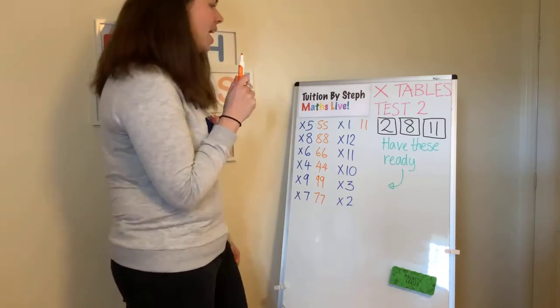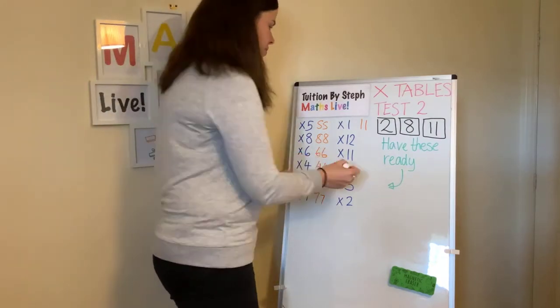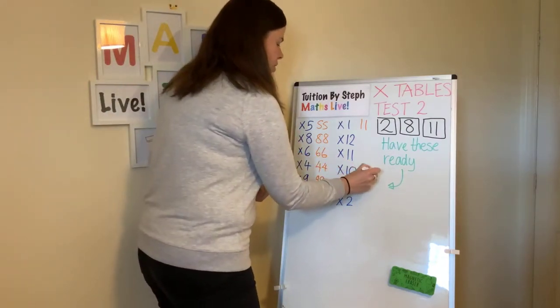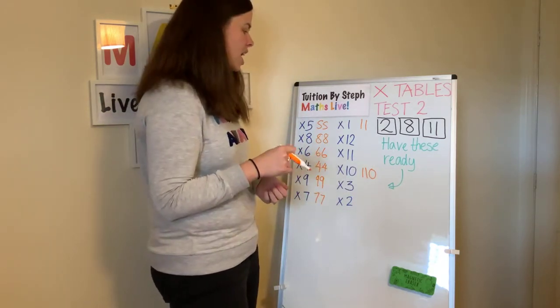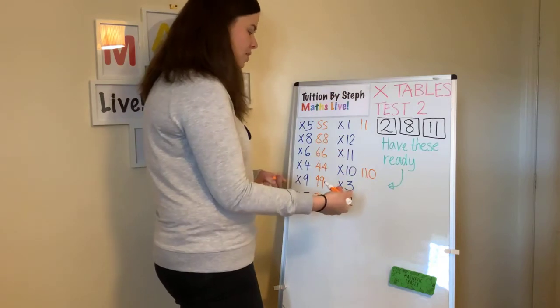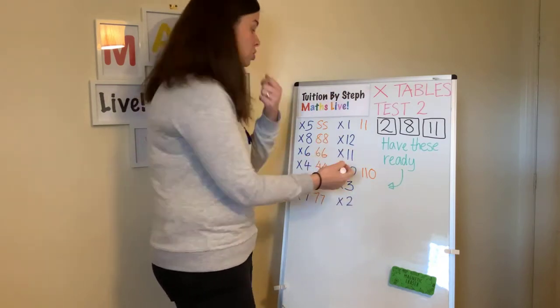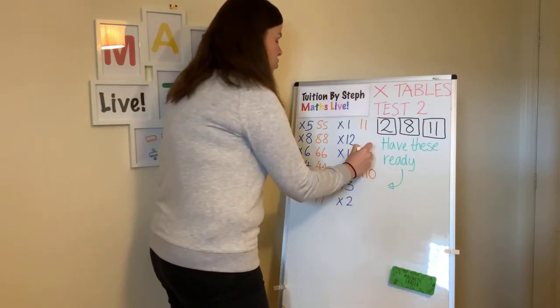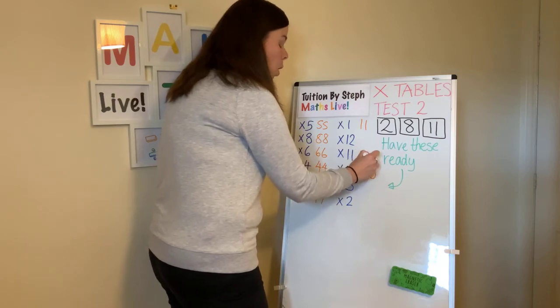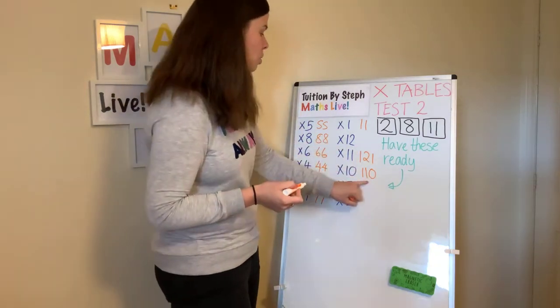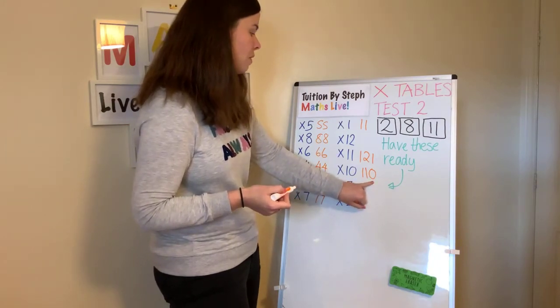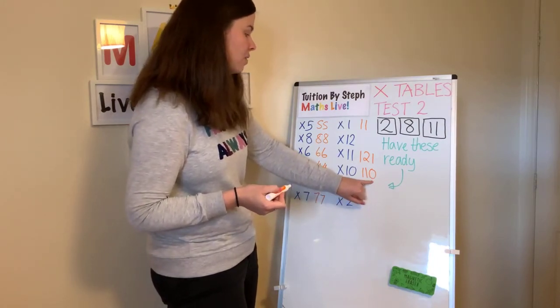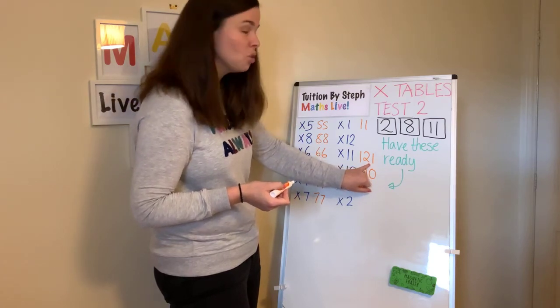So, 10 11s are 110. Okay, so if you get stuck on that, you then have to go to 11 times 11. So it's another 11 on top of that. So that's 121. Okay, can you see, because 10 times 11, you add the 0. If you add 11 to that, it becomes 121.